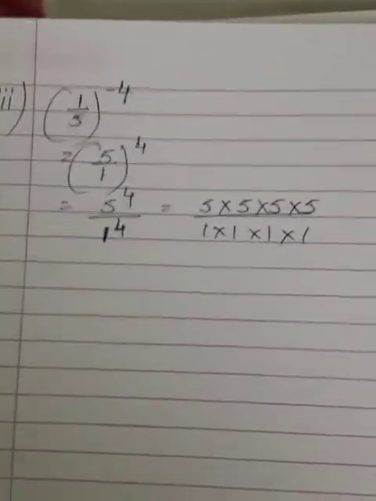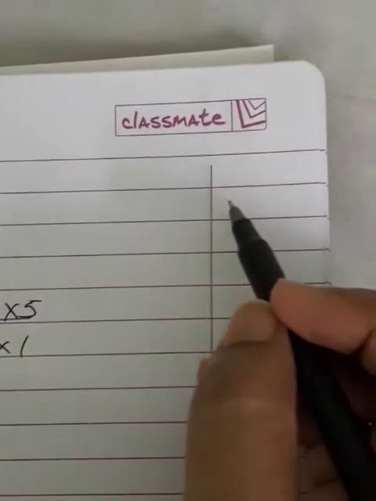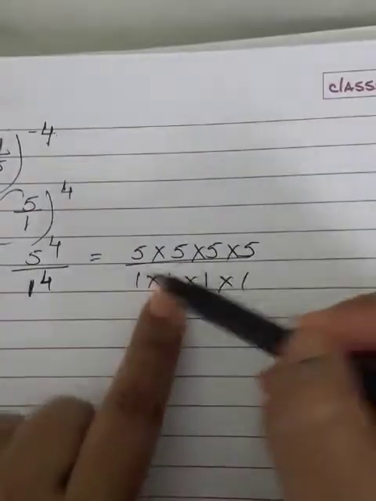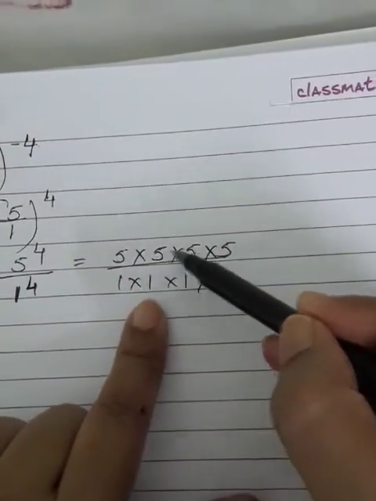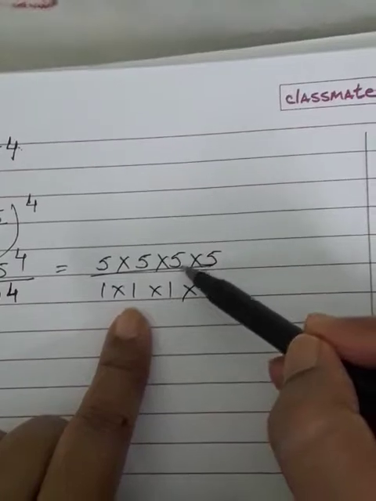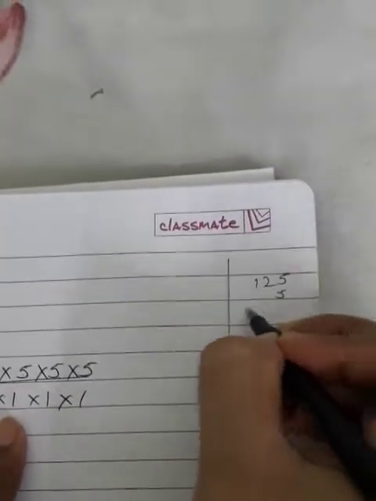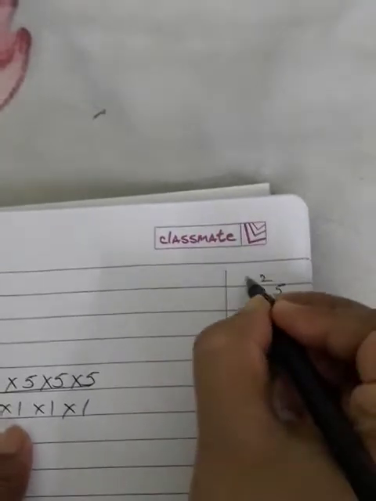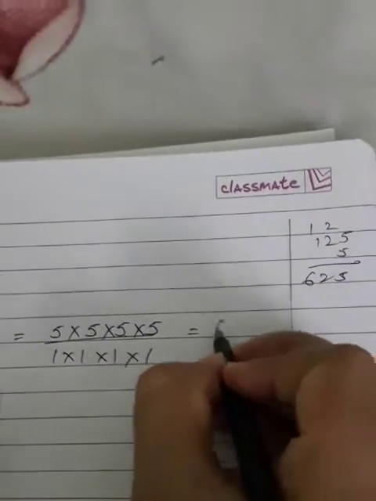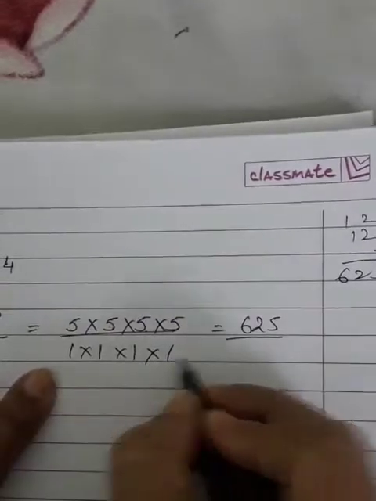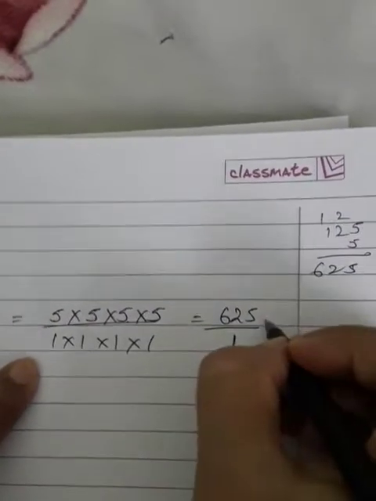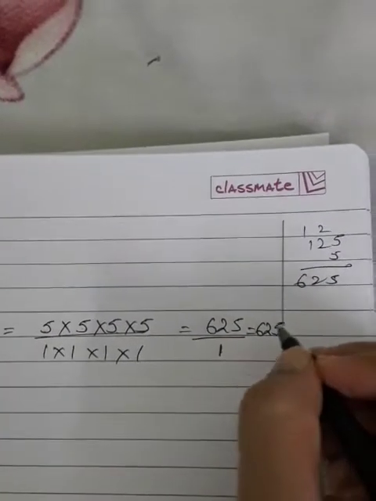Now in the rough you will multiply 5 four times. 5 5s are 25, 25 5s are 125, 125 5s are 625. So answer is 625. Here when you multiply 1 four times, still answer is 1 only, so it is equal to 625. The remaining two parts, second part and the fourth part, is your homework.